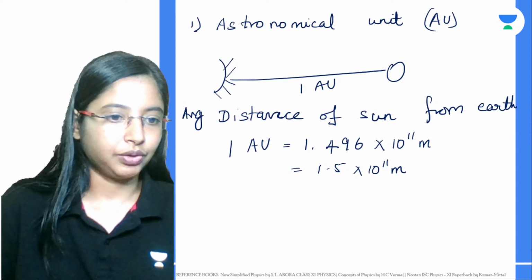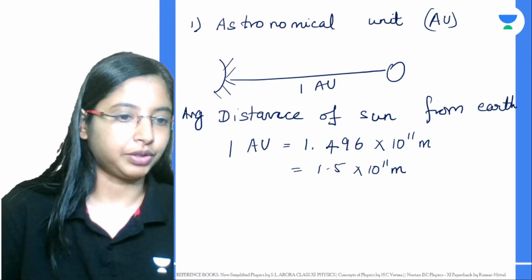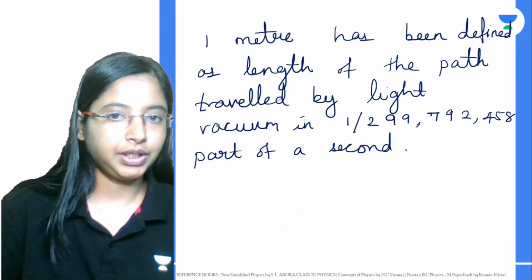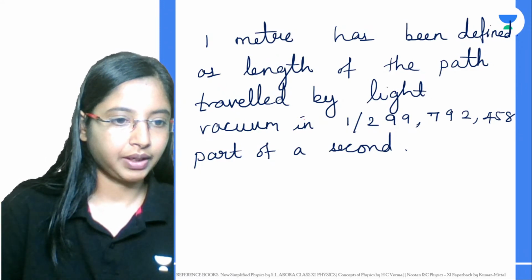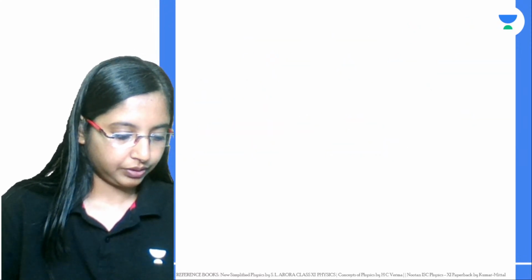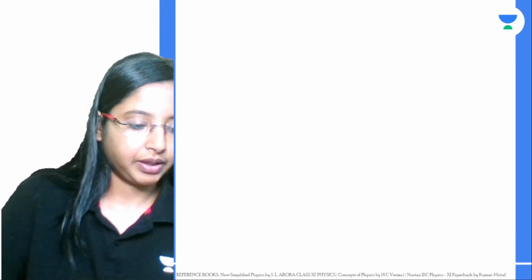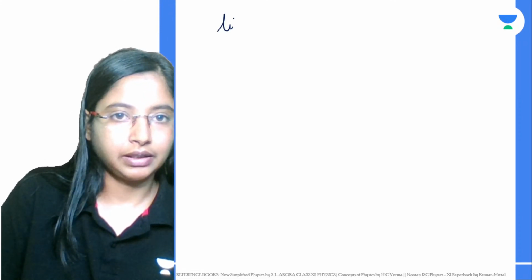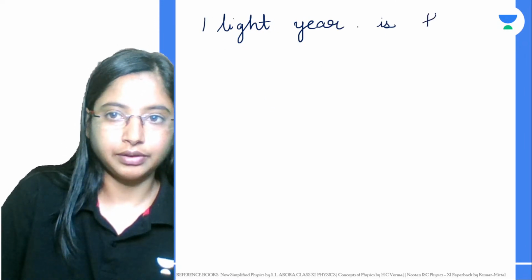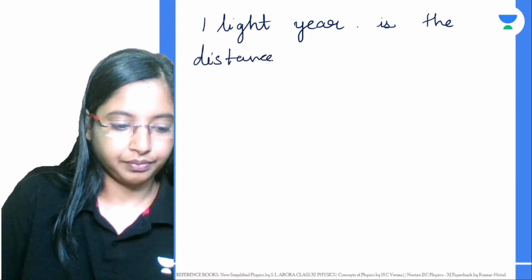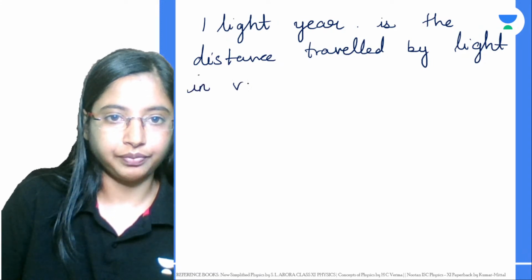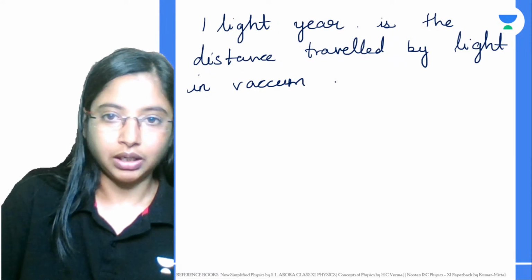That's 1 unit as we go. So how do we give the distance from earth to sun? We give it in terms of astronomical units. Now, one more unit that we give is in terms of light years. So 1 light year is basically the distance traveled by light in vacuum in 1 year.